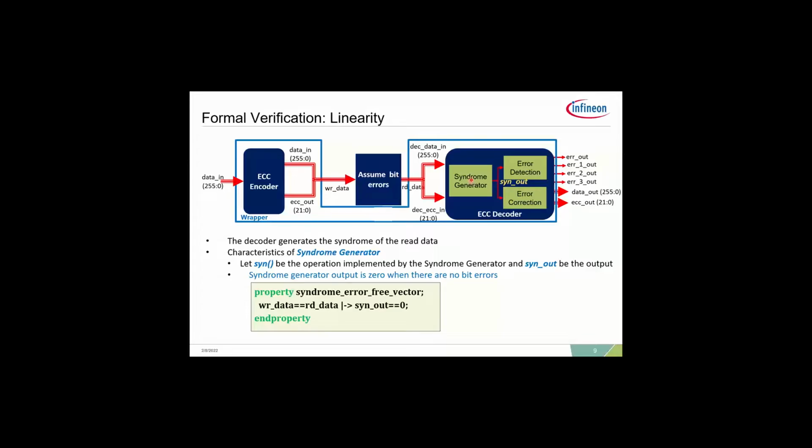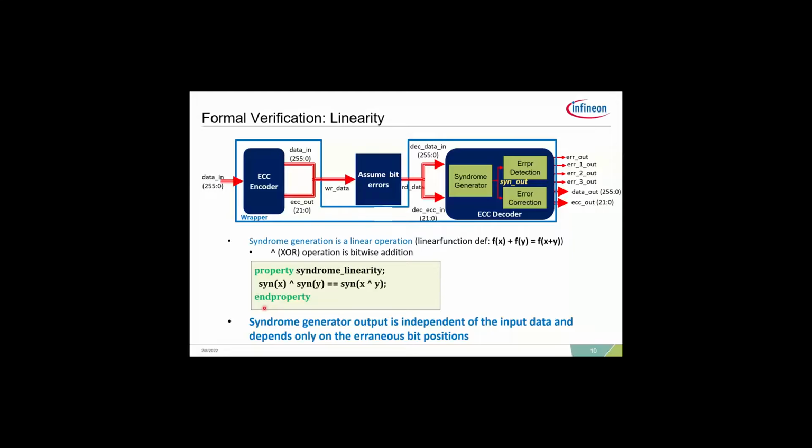And then let's understand what these important properties are. Let's assume the function implemented by the syndrome generator is called syn, and the output of the syndrome generator is syn of out. Whenever the write data and read data are equal, that means when there are no bit flips, the output of the syndrome generator is always 0. And this can be written as a property and proven in a formal tool.